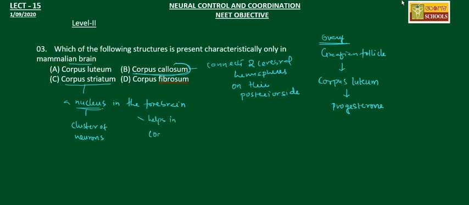cognition, reward, then coordinated movements, and also decision making, etc. are examples of this corpus striatum.